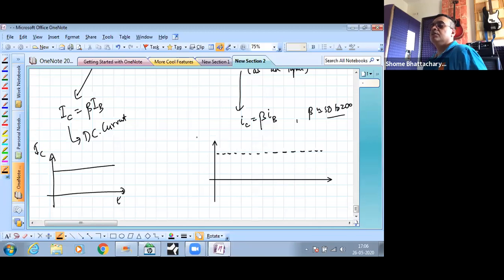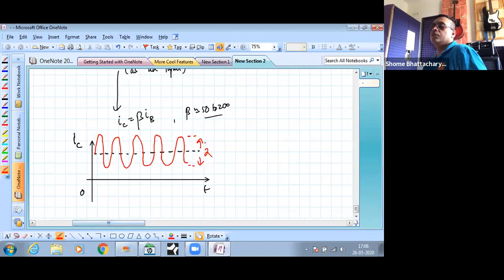Okay, so if you compare this collector current versus time with respect to the base current versus time, in this you will see that this will have a larger amplitude because of that factor of beta. So the amplitude of this we call the output current. So this is twice the amplitude of IC, or that is the current through the load resistor. That's why it's called the output.